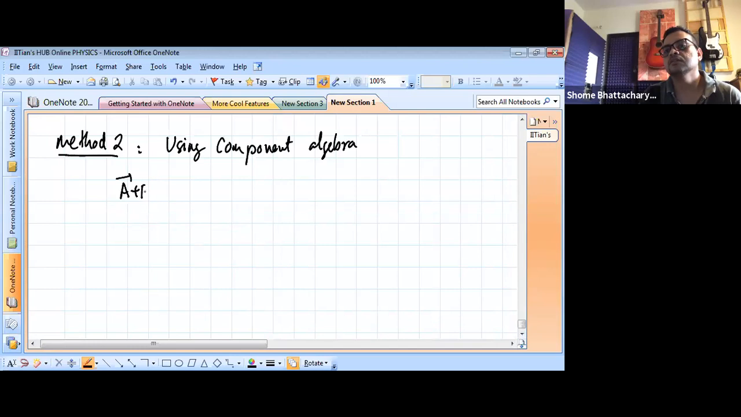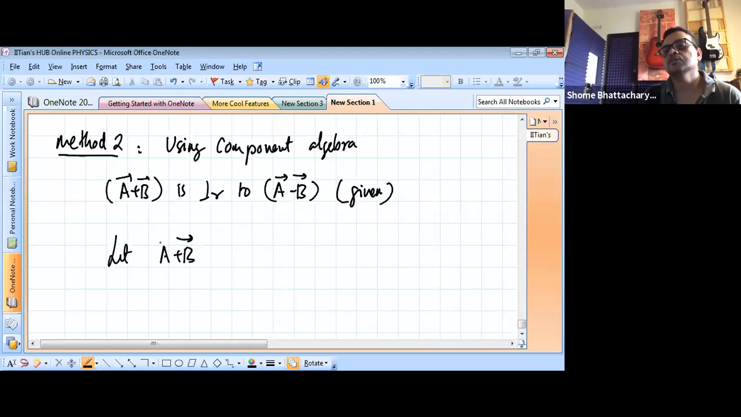A plus B is perpendicular to A minus B. This is the statement given to us in the question. So if we assume that our x-axis is along A plus B, so you can write A plus B as some unknown magnitude x but along the x-axis, then it implies that A minus B must be perpendicular to it. We can say that A minus B is yj.